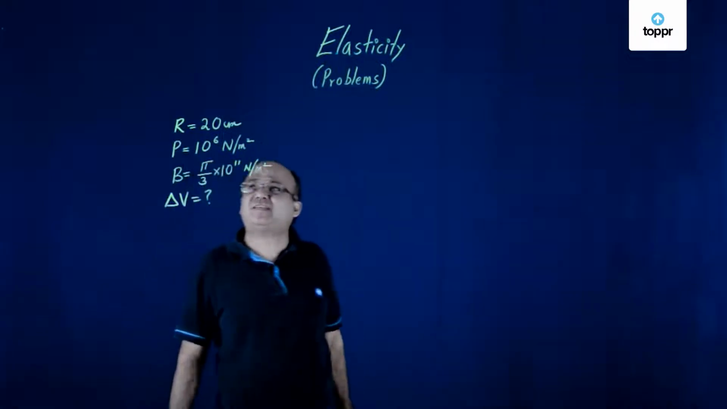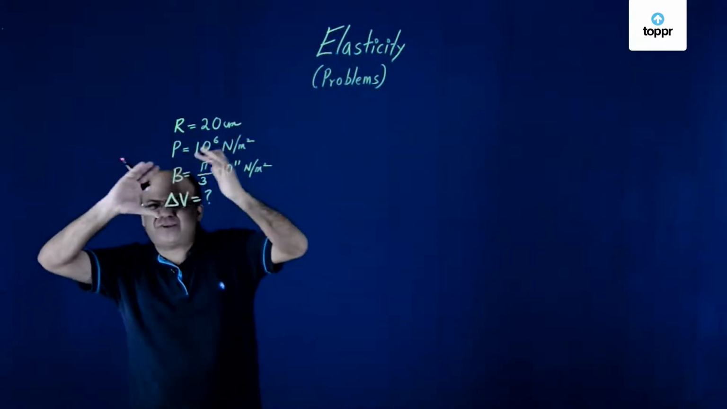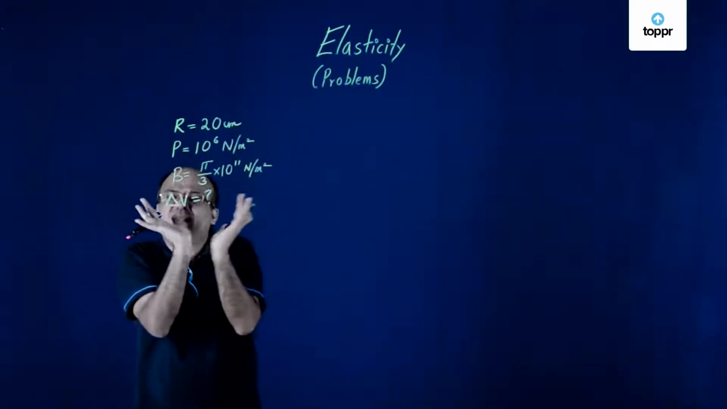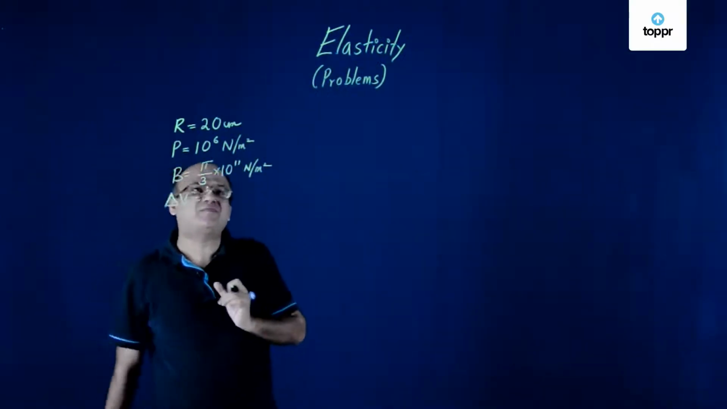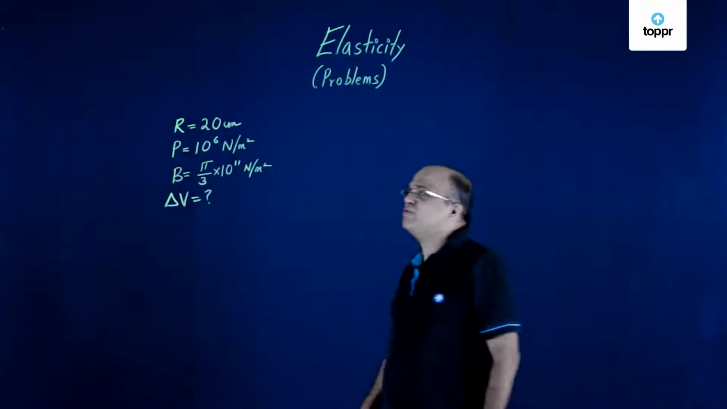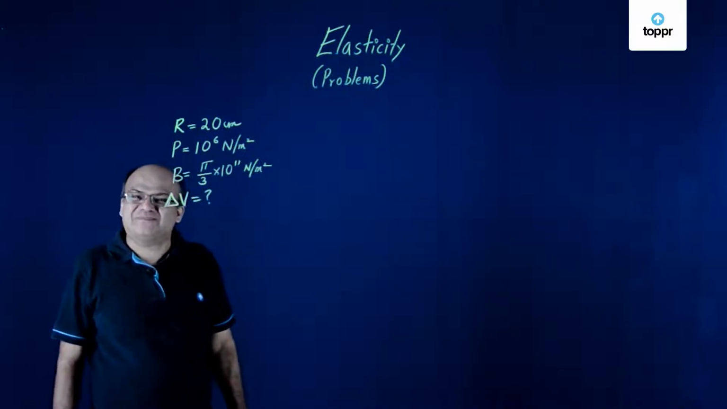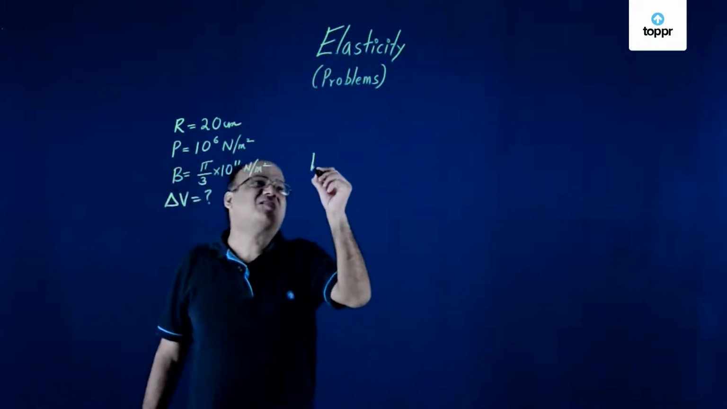Now let us look at one problem on bulk modulus. A solid sphere is there whose radius is 20 centimeter. We apply a pressure of 10 to the power 6 Newton per meter square on that. The bulk modulus is given as pi by 3 into 10 to the power 11 Newton per meter square. The question is, what is the change in volume? That's all.